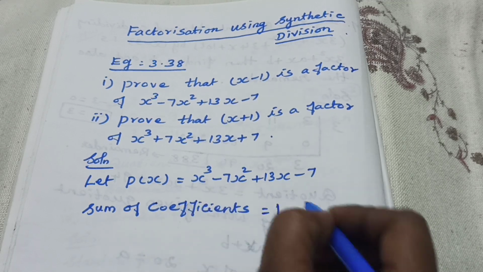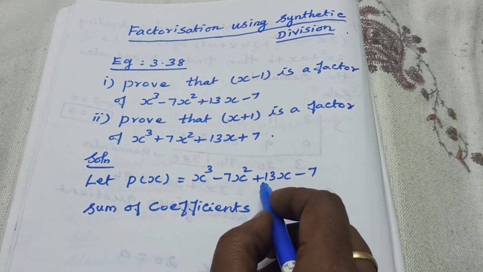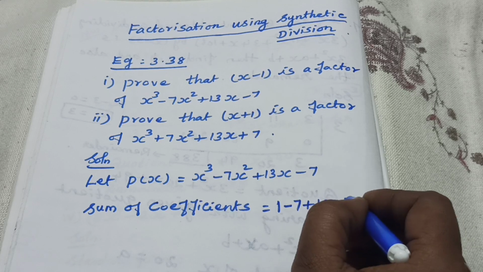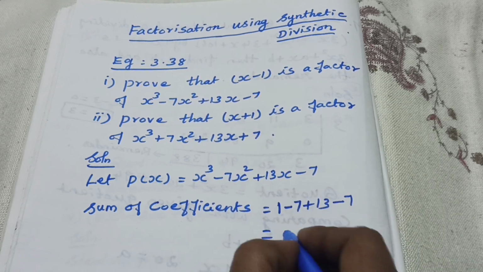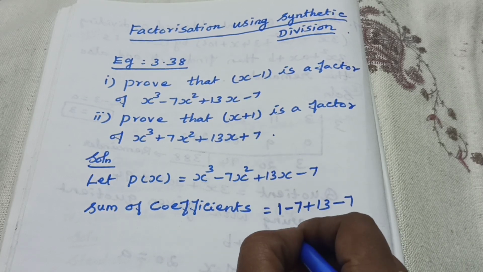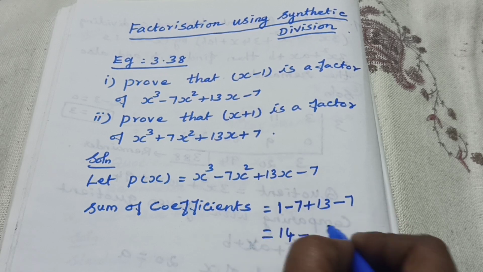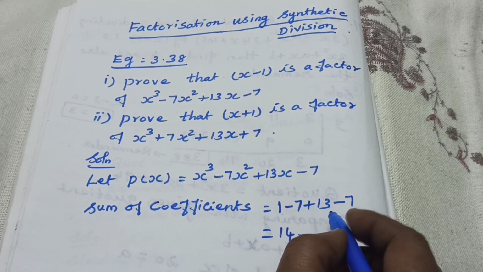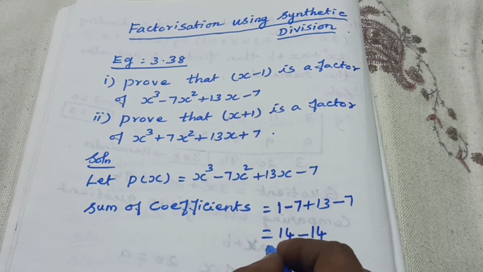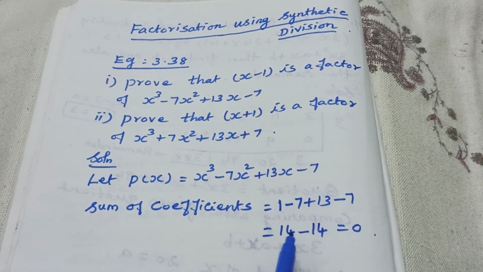What's the coefficient of x cube? 1. Of x square? Minus 7. Of x? 13. Then minus 7. All coefficients we have to add. Am I correct? 1 plus 13 is 14. The negative two numbers added, sign minus: 7 plus 7 is 14. 14 minus 14 is 0. Did you get 0? The sum of the coefficients is 0.